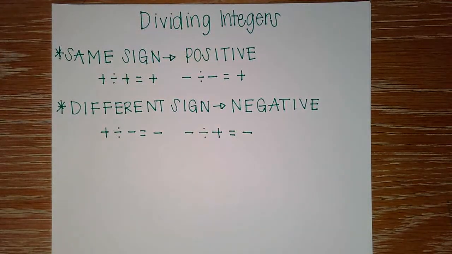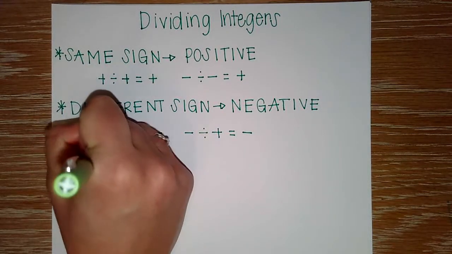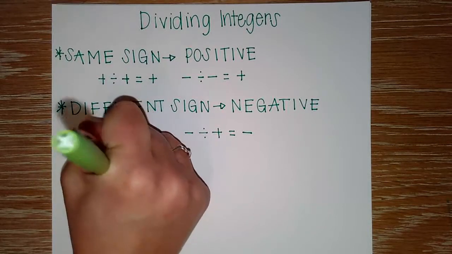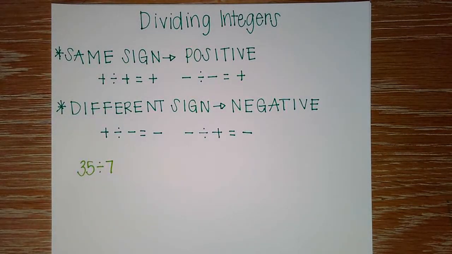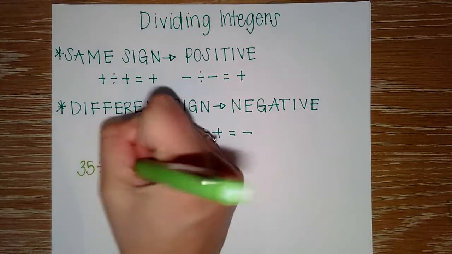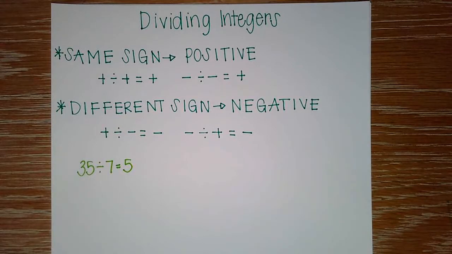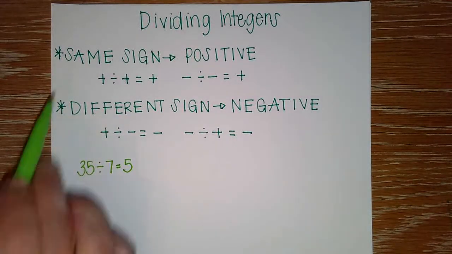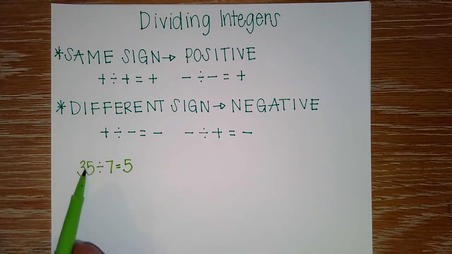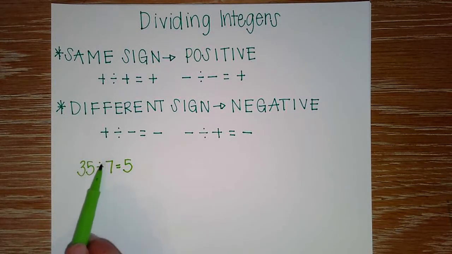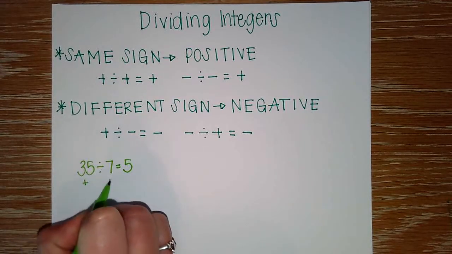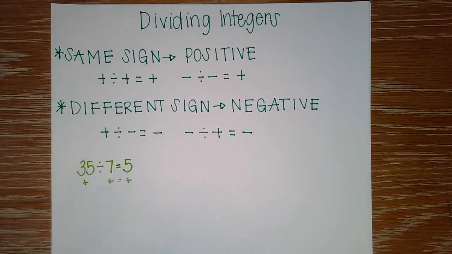So let's go ahead and give it a try. Let's start with one that we already know. 35 divided by 7 is not a new problem for us. And we know that when we divide 35 by 7, we will get a quotient of 5. Now, this proves our rule, right? We've got 35, which is positive, and then we're dividing it by 7, which is also positive. Two positives will get us a positive quotient.